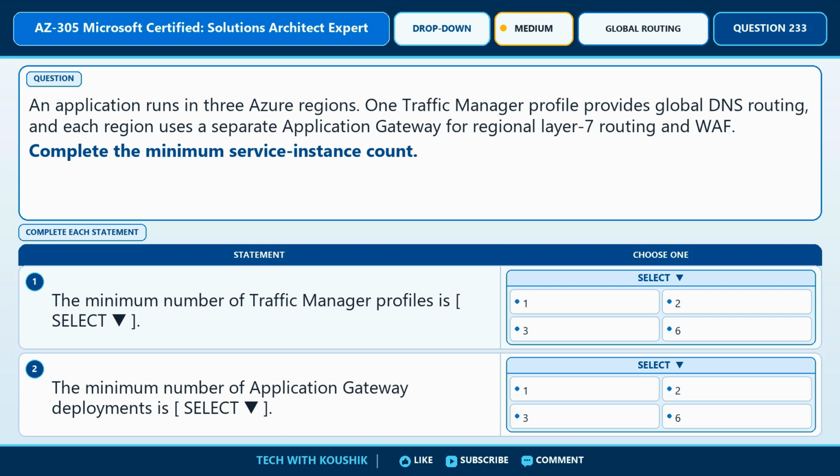Review statement 1. The minimum number of traffic manager profiles is the blank. The available choices are 1, 2, 3, or 6. Review statement 2. The minimum number of application gateway deployments is the blank. The available choices are 1, 2, 3, or 6.